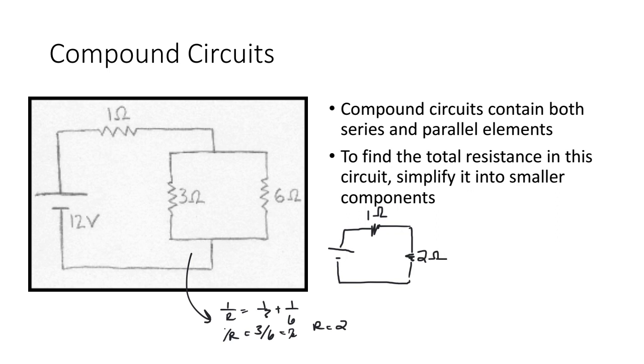You can see that these two now have been simplified into a single resistor, and that single resistor is now in series with this one right here. So our next step is to simplify this down into just a single resistor with the equivalent resistance of all 3 of them. Since this is in series, it would be adding them together, 1 plus 2, so the total resistance would be 3 ohms.